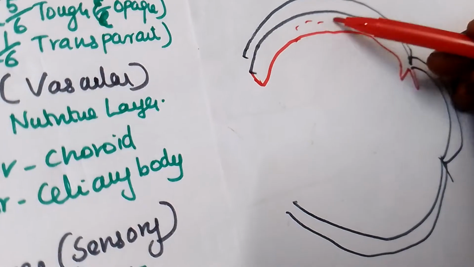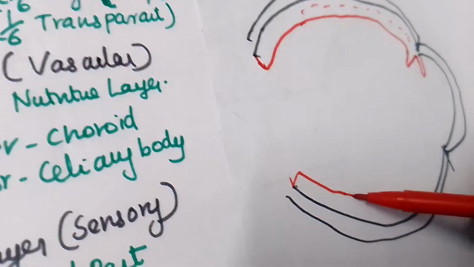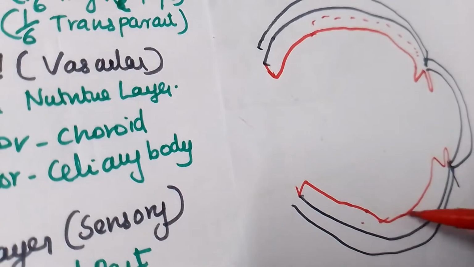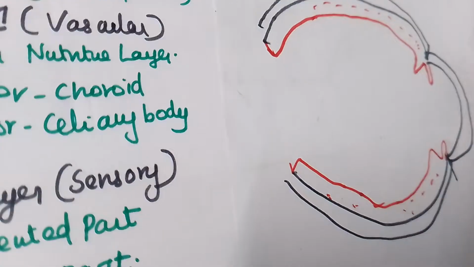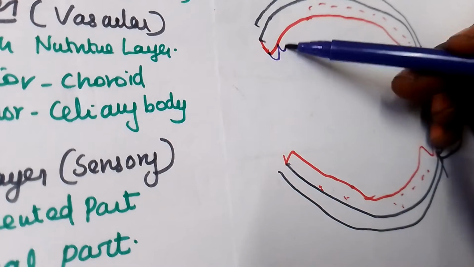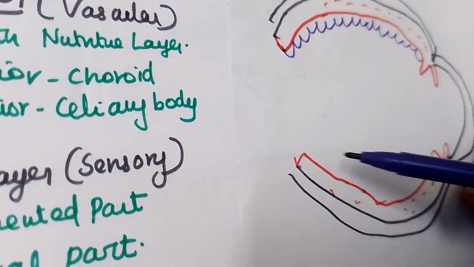This is very highly vascular. This is why it is called the vascular layer, otherwise called the uveal tract. It is a highly vascular layer, rich in blood supply. The final layer is called the pigmented layer. So what is this one called? Pigmented epithelium is present in the pigmented layer.